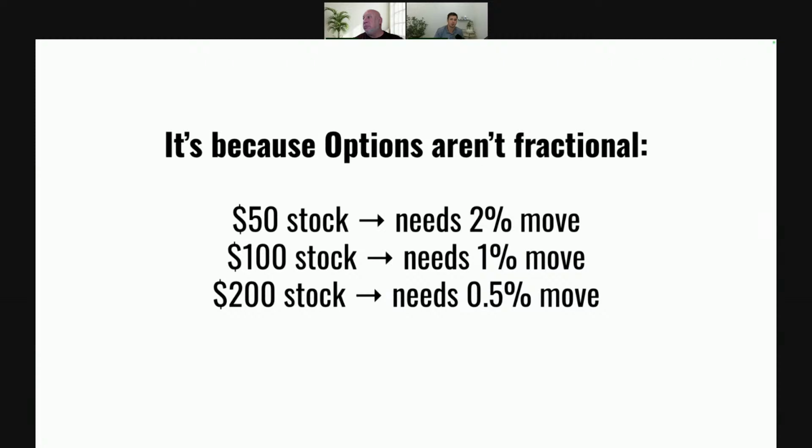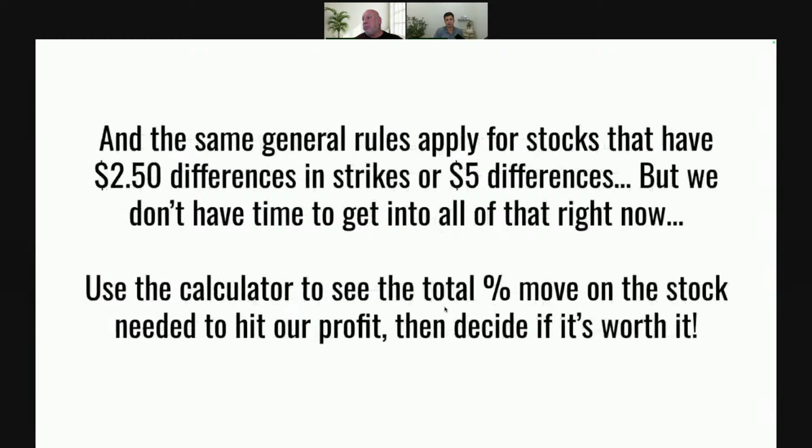And because options aren't fractional, that's why the higher the stock, depending on the strikes, there's some nuance to it. We're not going to go into all the details. You can run the numbers for yourself, but typically, the more expensive the stock, over $100 or more, the better your odds are. And yeah, the same general rules apply for stocks that have 250 strikes, $5 strikes, but obviously we don't have time to get into all that right now.